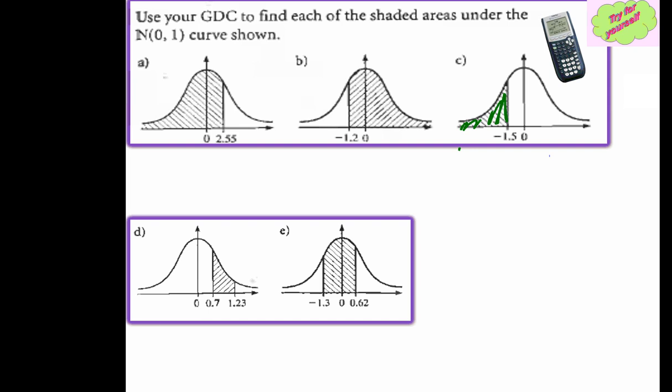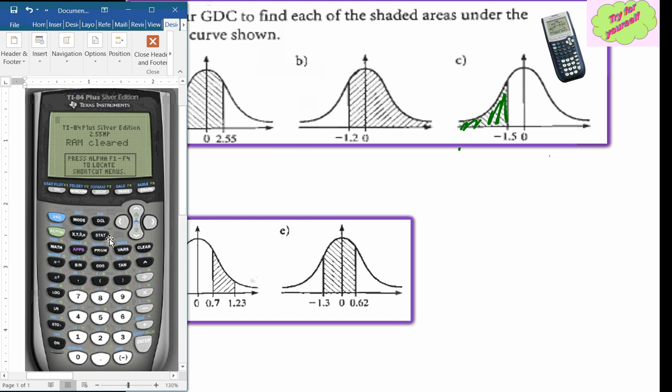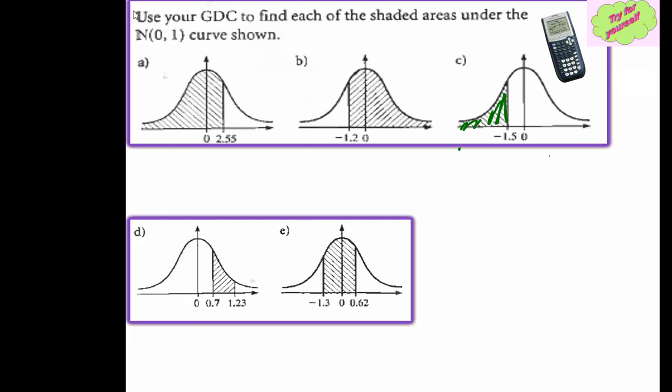Remember, you would press second vars, select normal CDF, and then you put in your lower bound and your upper bound, and so on. So for this one, what would be the lower bound? The lower bound would be negative infinity, which you put in as negative 1e99. The upper bound would be 2.55, and mean is still 0 and sigma is still 1. What would you get? Hopefully you get a similar answer to this.